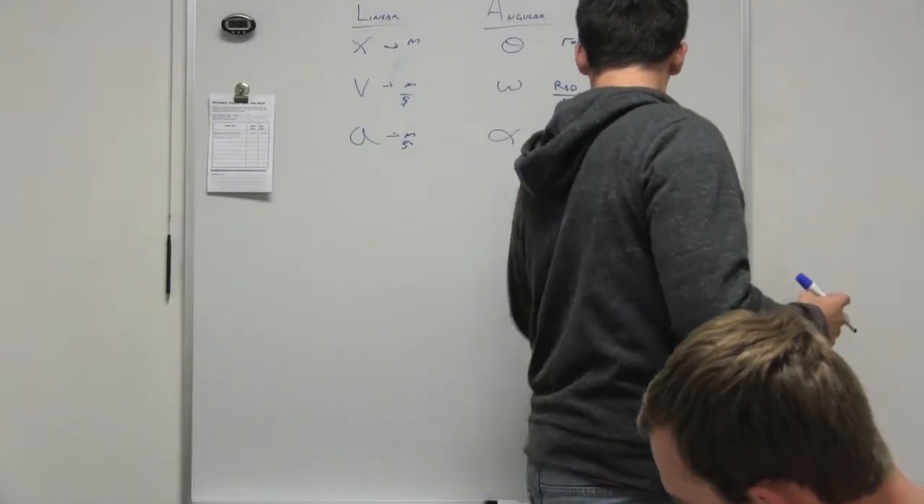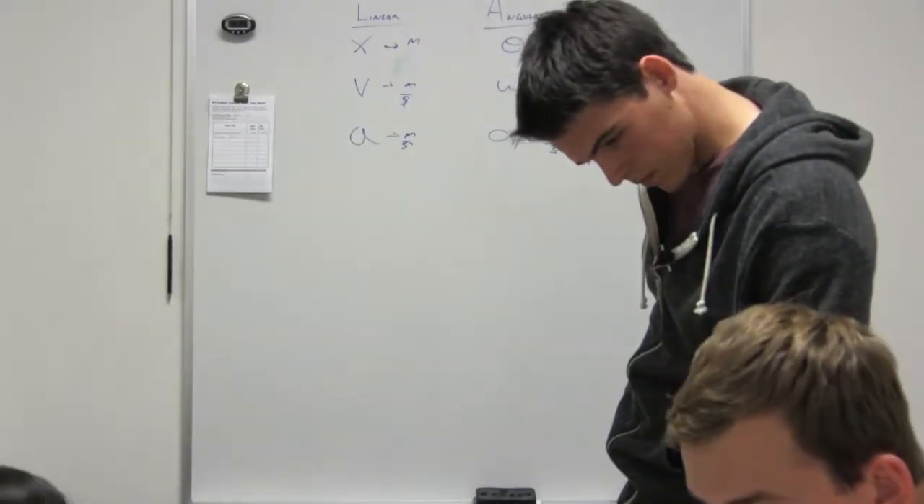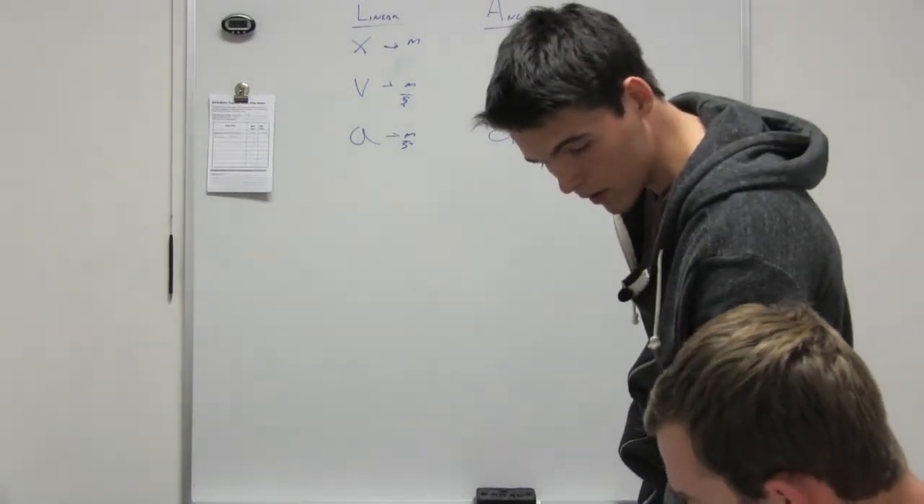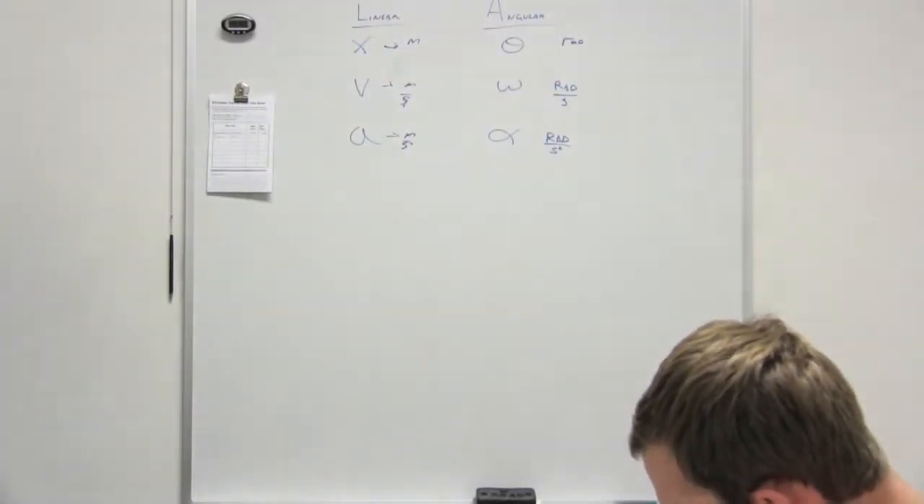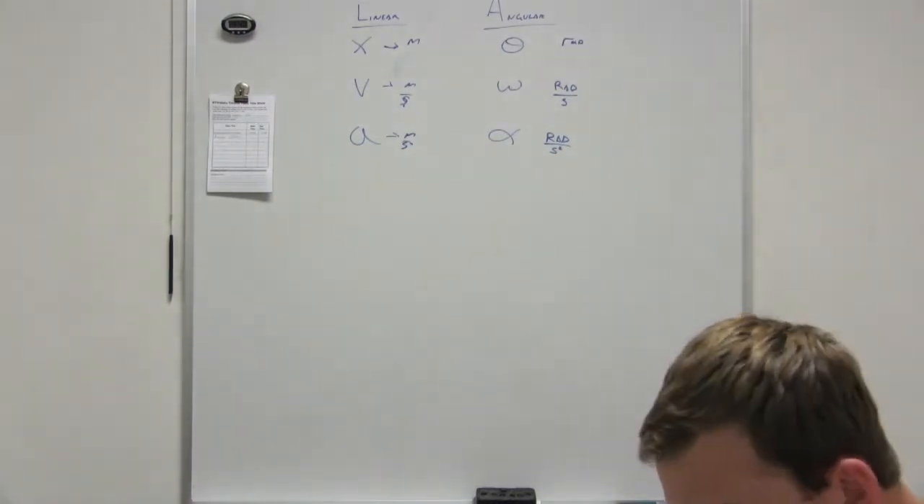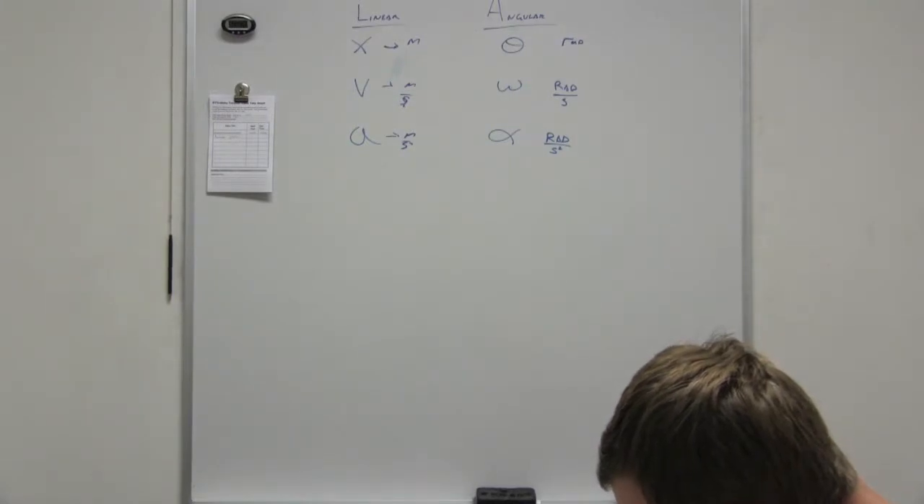So right here, my distance over time, that's not my velocity, right? Yeah, distance over time is velocity, so that's just your v. The omega is radians over time. Alright, so angular velocity is omega, right? Yeah. Okay.